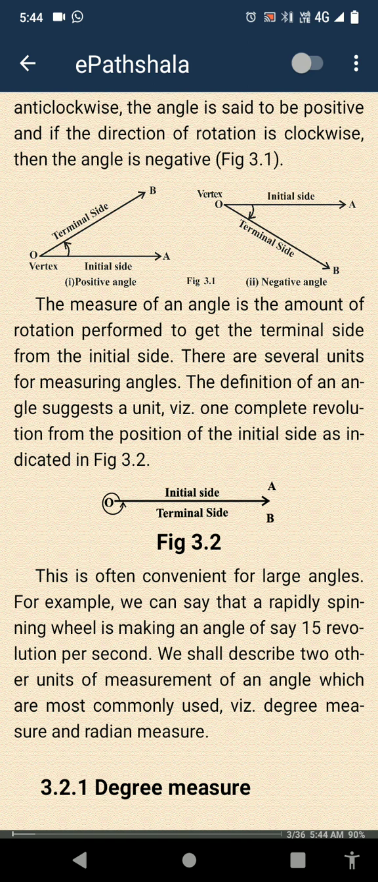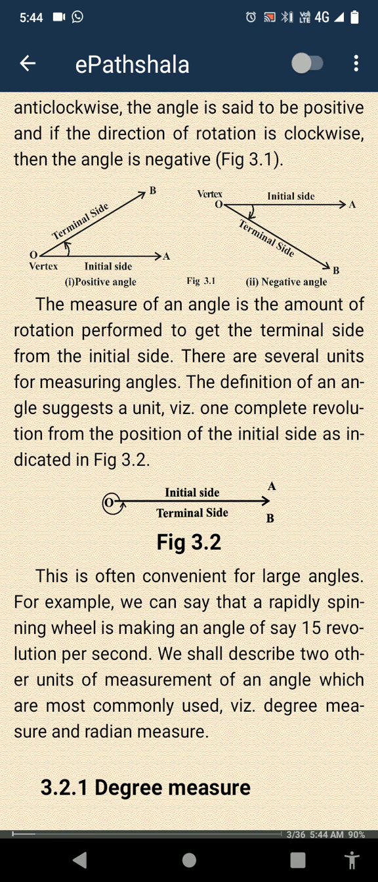If I have OA, which is the initial side, and I rotate either clockwise or anti-clockwise until I come to the same point as OA, you can see that OA is overlapped by OB in figure 3.2. So what should you think about that? How much angle will be there? The whole entire rotation of 360 degrees will be there. So the complete rotation is 360 degrees. It is very important that you remember this.